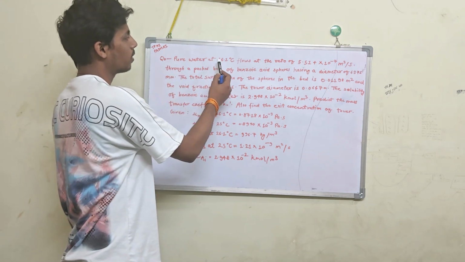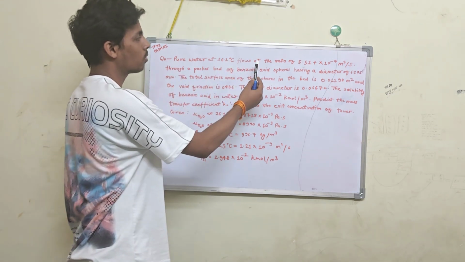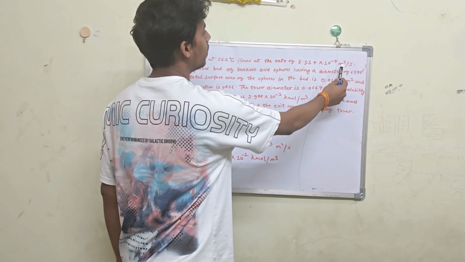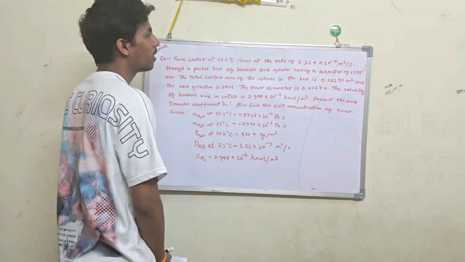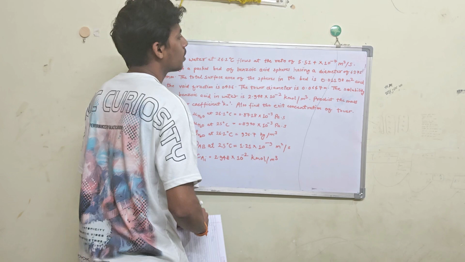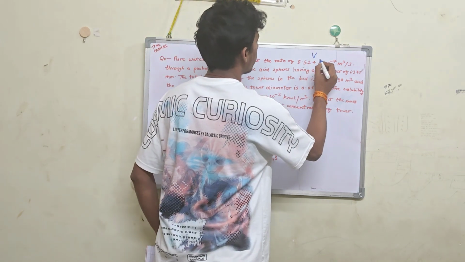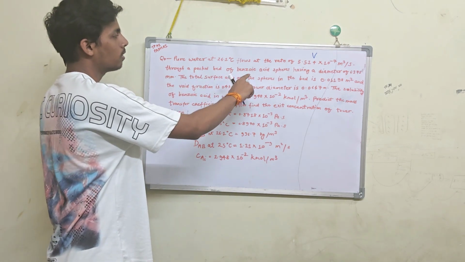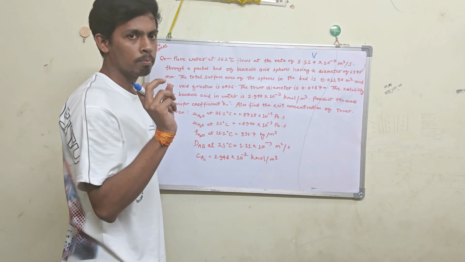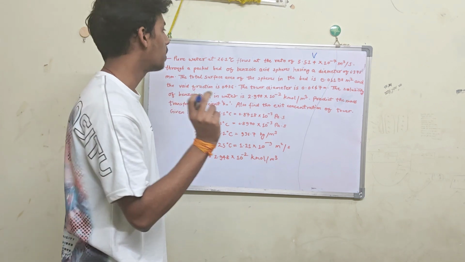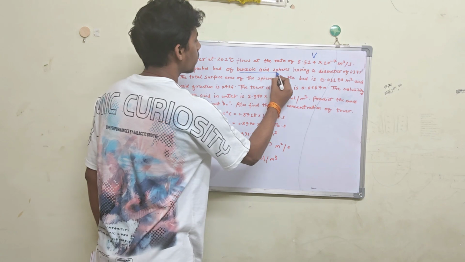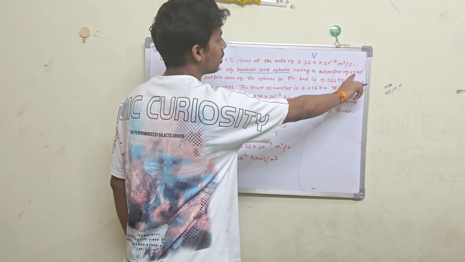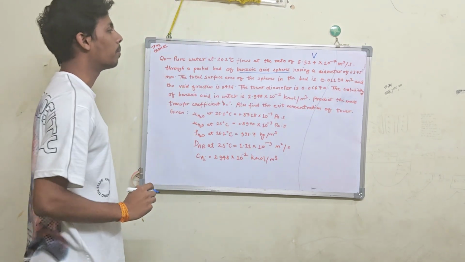Pure water at 26.1 degrees Celsius flows at the rate of 5.514 × 10^-7 m³/s. So the volumetric flow rate, capital V, is given, through a packed bed of benzoic acid spheres. The packing material of our packed bed is benzoic acid spheres, and the particles have a diameter of 6.375 mm.